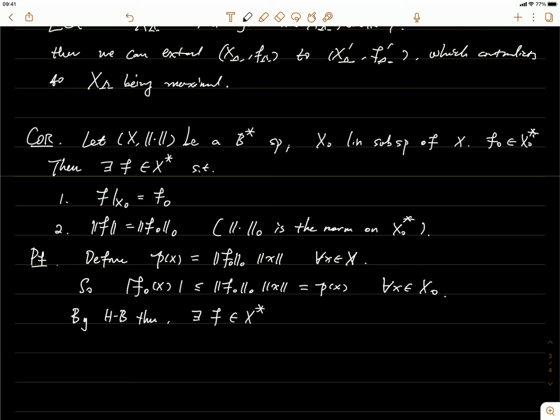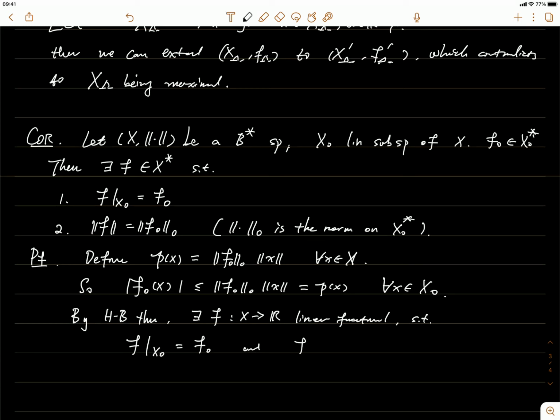I should first say this. It's a linear functional. We haven't shown that it's continuous or bounded yet, but we know that it's a linear functional such that F when restricted to X naught, it should be equal to F naught.